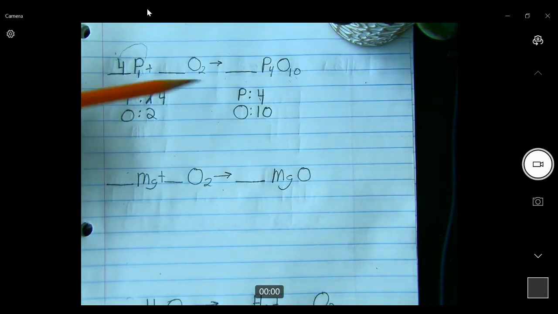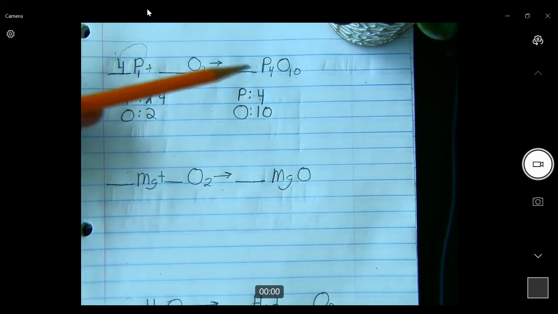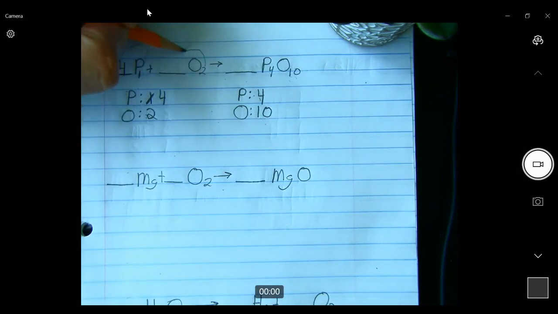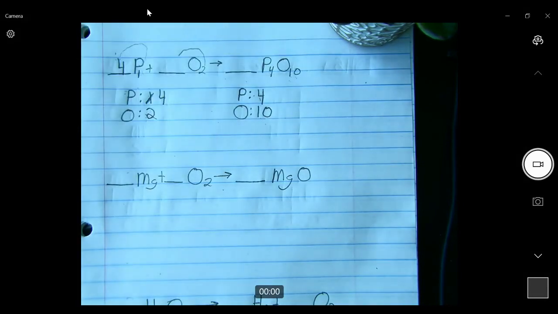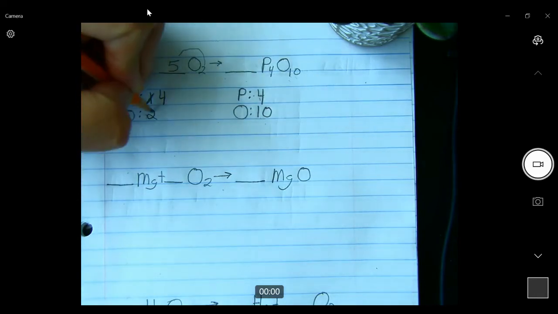All right, so now the two balance out, right? Phosphorus 4, phosphorus 4. So cool, those balance. But let's look at the oxygen. You have 2 on the left side, 10 on the right. So how can you make this 2 right here like the 10 on the right side? Again, this 2 times something needs to give you 10. 2 times what gives you 10? 2 times 5 gives you 10.